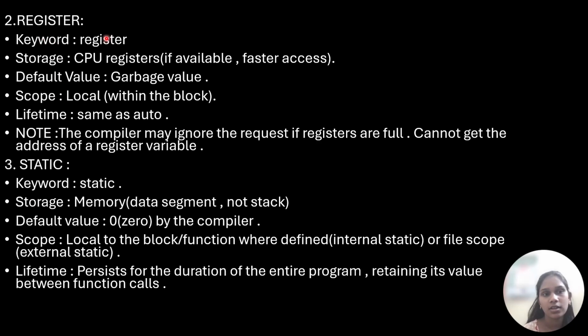Register. The second one is register, in which the keyword is register. Storage: CPU registers or, if available, faster access. Default value is garbage value. Scope: local, within the block. Lifetime: same as auto. Note: the compiler may ignore the request if registers are full. You cannot get the address of a register variable.